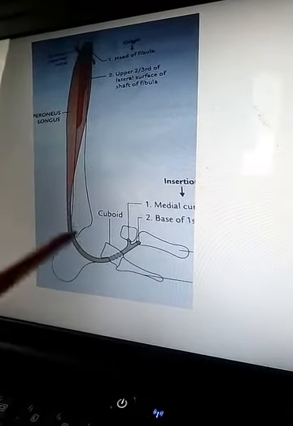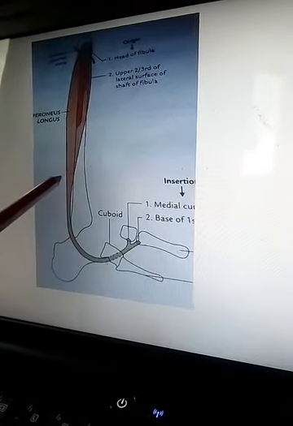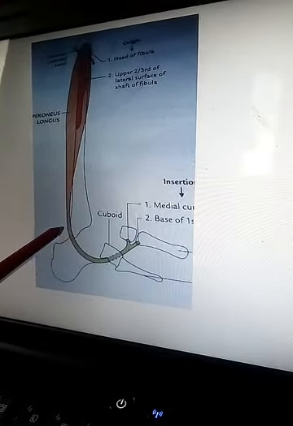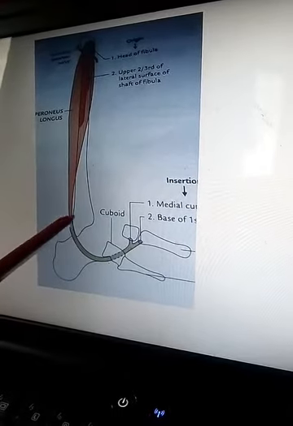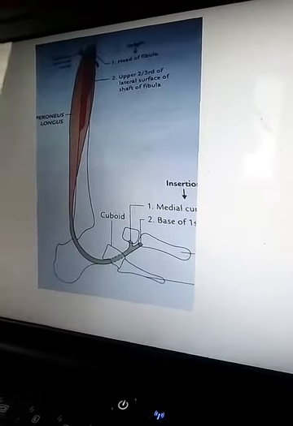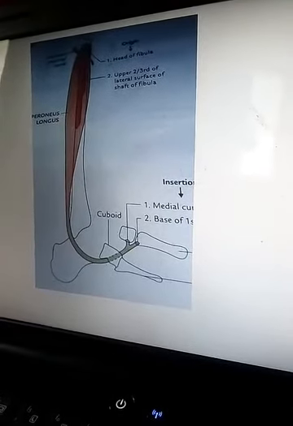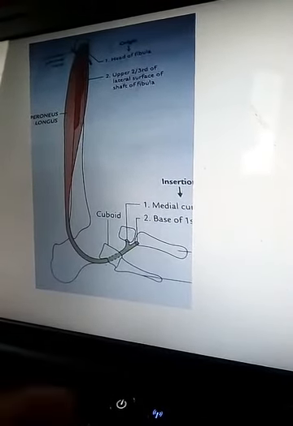The Peroneus longus is supplied by the superficial peroneal nerve. It is the chief everter of the foot. It maintains the lateral longitudinal arch and also the transverse arch of the foot.